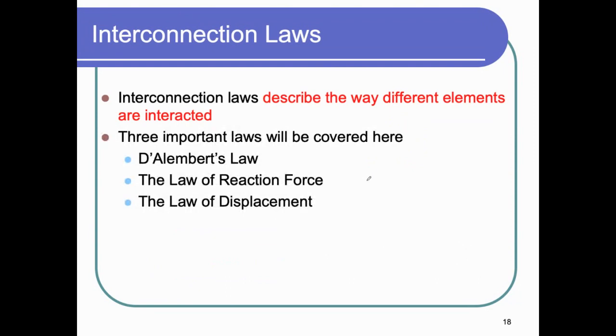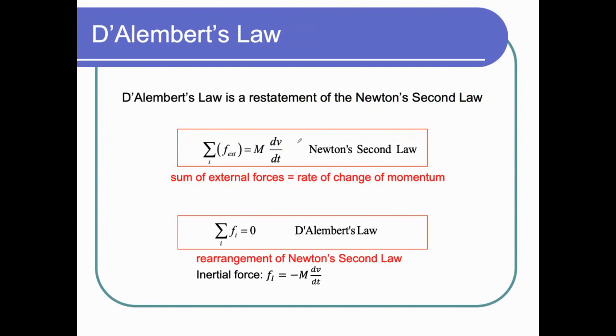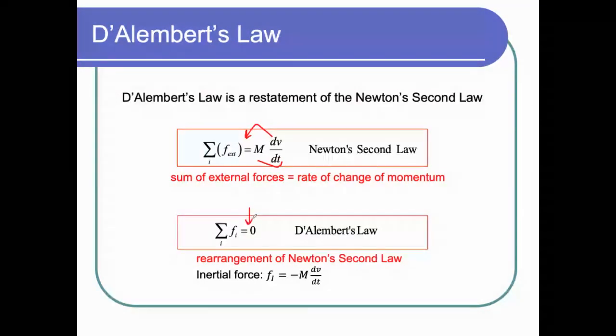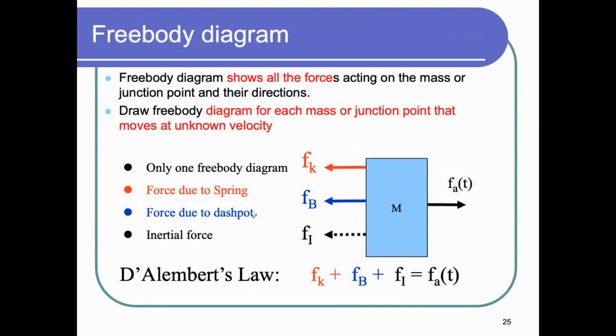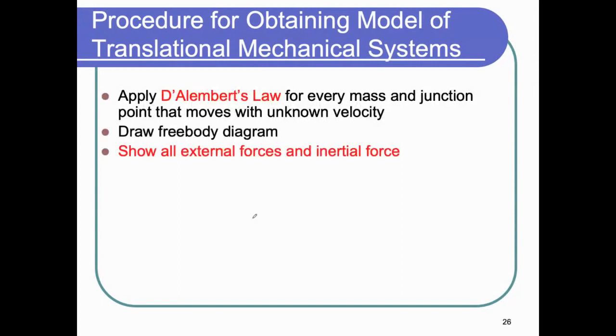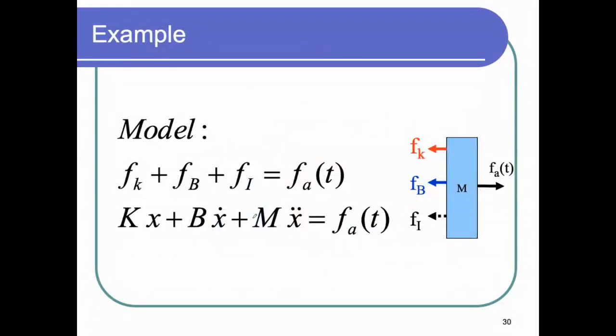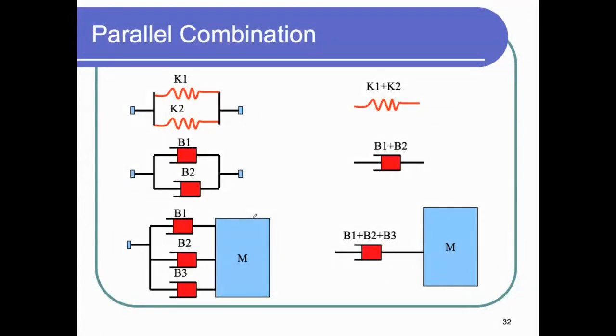Then we had interconnection laws, and we focused on D'Alembert's law, which is a restatement of Newton's second law. Instead of saying the sum of external forces is equal to the mass multiplied by the acceleration, we just put this to the other side. If I have an applied force, then it will come in here. I had a few examples last time, and today let's explore the example where we stopped last time.